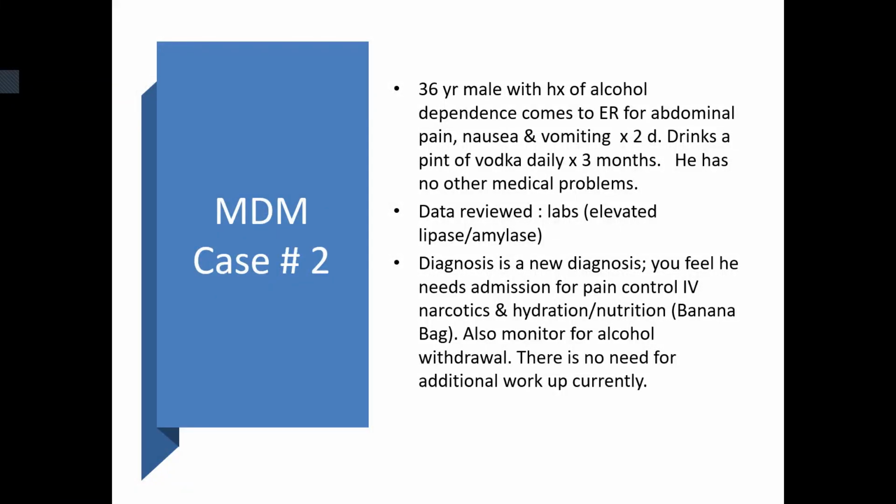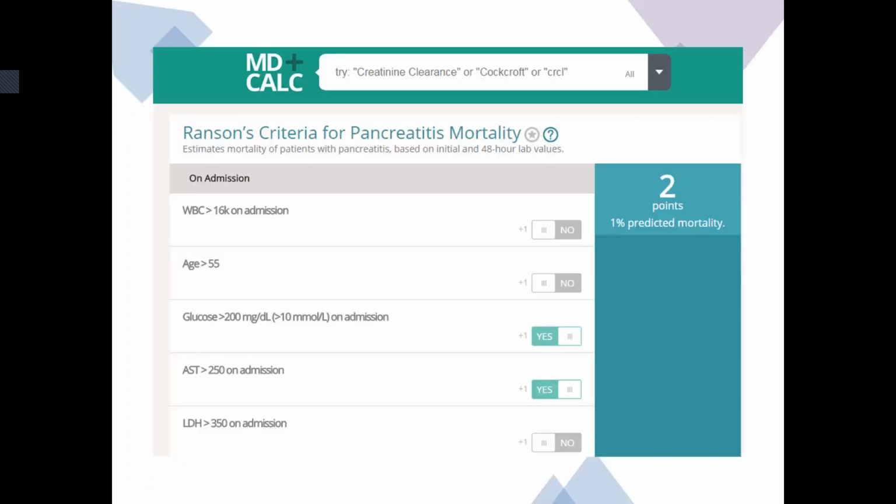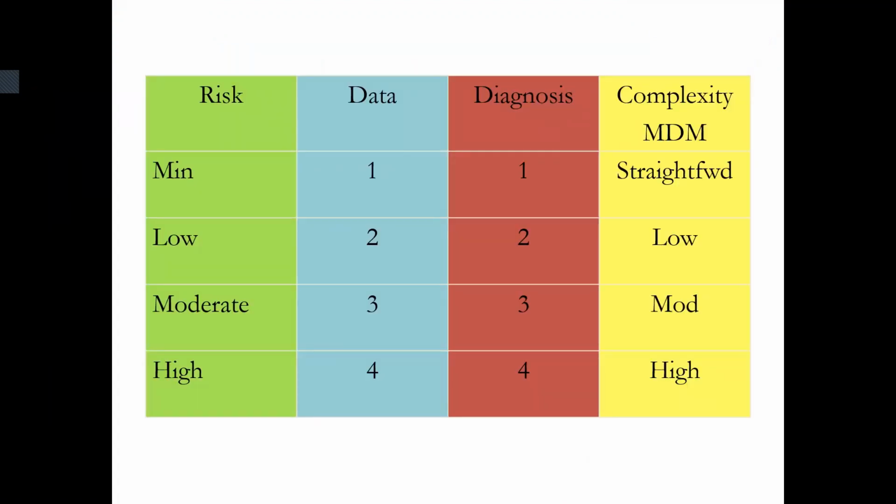It's a new diagnosis, but you don't feel like he needs any additional imaging. You're going to treat him with a banana bag, some pain control, an antiemetic, and there's no additional workup. You calculate his Ranson criteria and you come up with only 2 points, so a 1% chance of predicted mortality, which you might think makes this a low risk case. However, it ends up being a moderate risk, and we're going to explain in a minute how we got there.